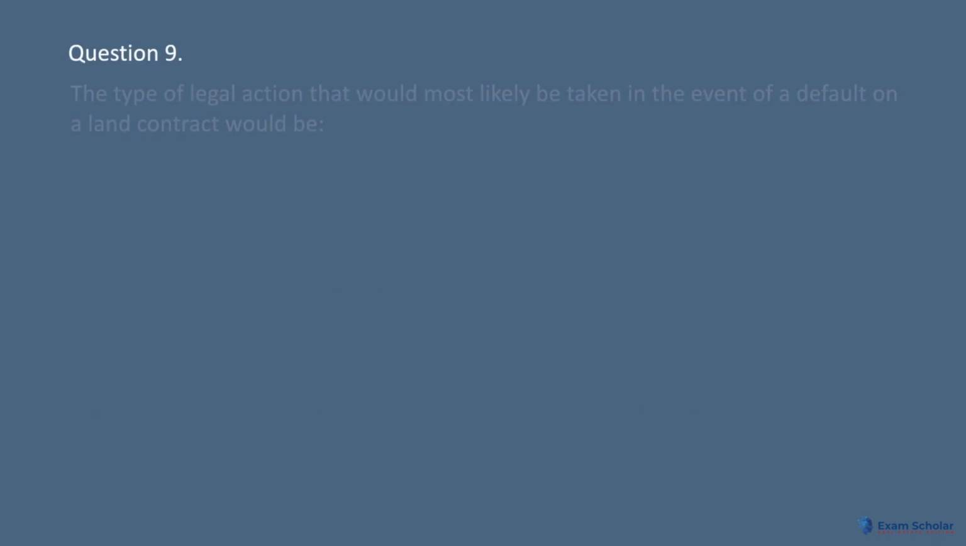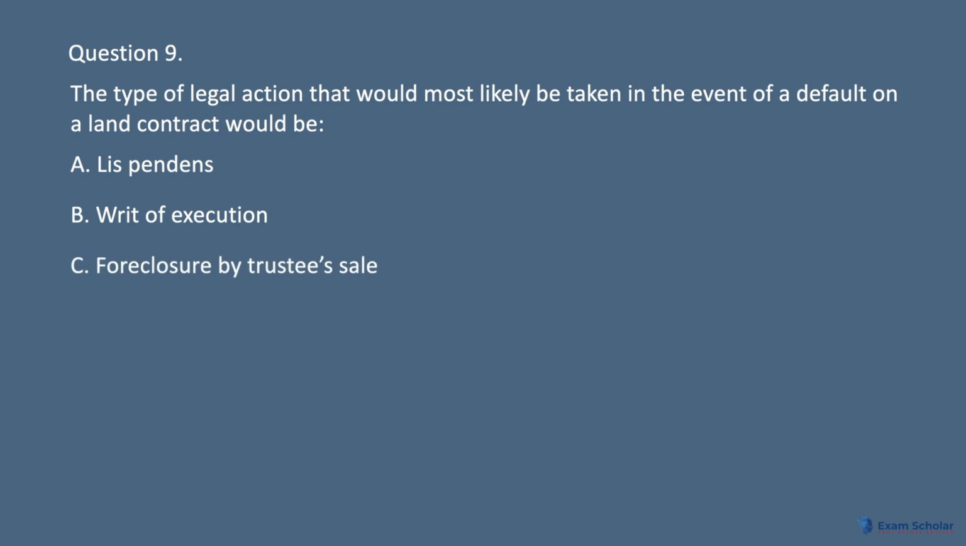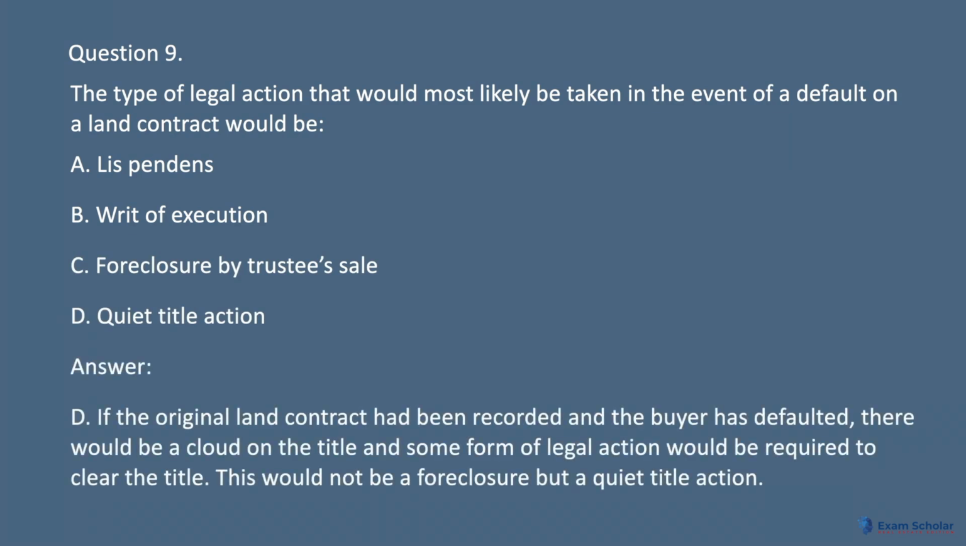Question 9. The type of legal action that would most likely be taken in the event of a default on a land contract would be A. Lis pendens. B. Writ of execution. C. Foreclosure by trustee's sale. D. Quiet title action. Answer D. If the original land contract had been recorded and the buyer has defaulted, there would be a cloud on the title and some form of legal action would be required to clear the title. This would not be a foreclosure but a quiet title action.